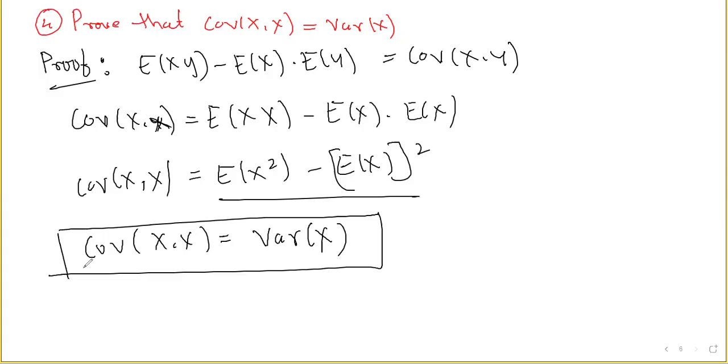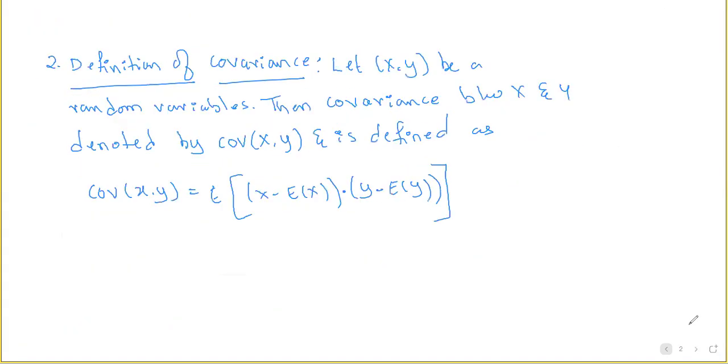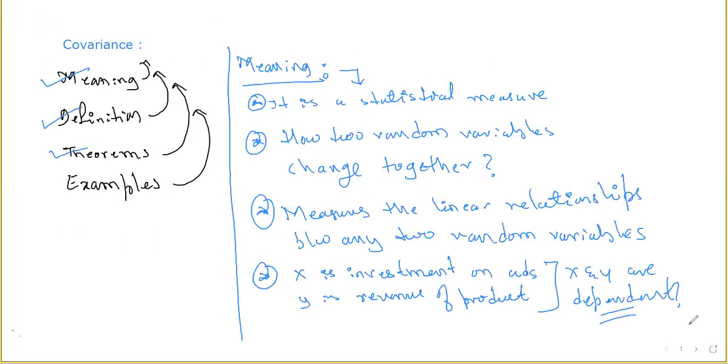Clear? So now I will recapitulate up to the theorems. See, first we started with the meaning of covariance. What is covariance? We started the covariance concept today. What do you mean by covariance? Covariance is a statistical measure which gives you the interrelationship between two random variables. If one increases, whether the other increases or decreases, and if one decreases, whether the other increases or decreases, can be explained by the covariance concept.